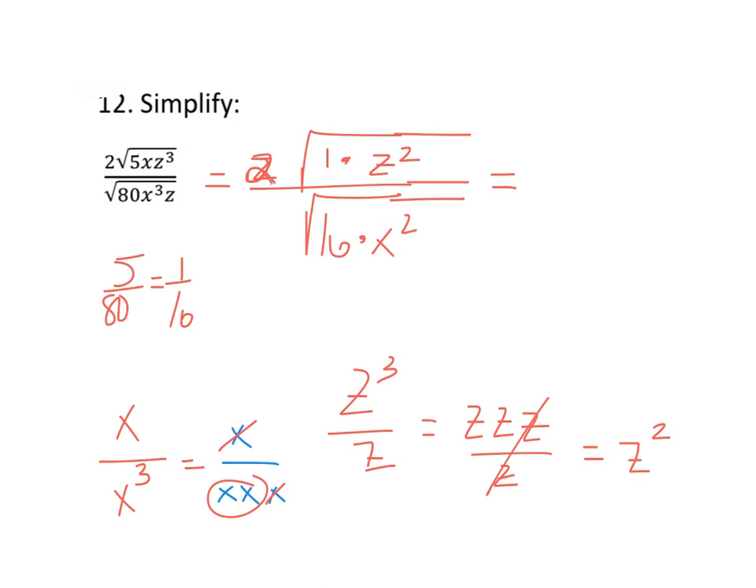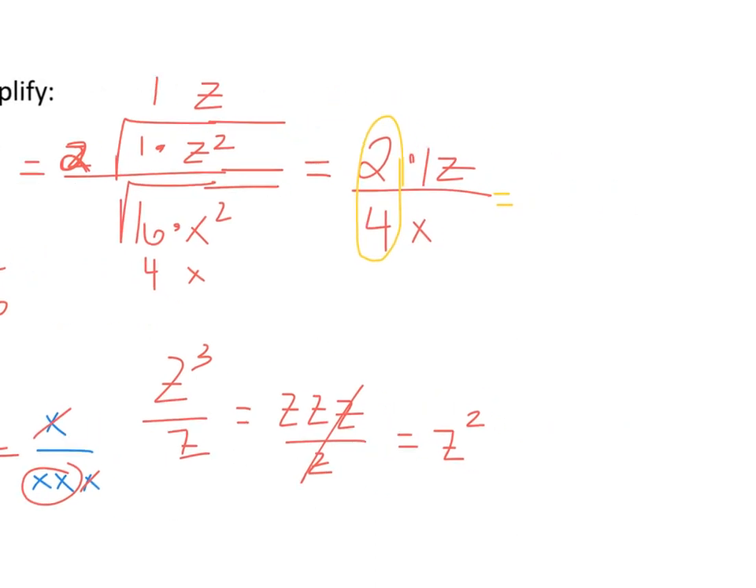Now we're going to simplify. So I have 2, the square root of 1 is 1, and the square root of z squared is z. So I get 2 times 1z. And the square root of 16 is 4, and the square root of x squared is x, so that comes out. And the last thing I can do right now is I can divide 2 and 4, and that results in 1/2. So my answer becomes z over 2x. I mean, you could put the 1 here, but you really don't need to do that. It's really just z over 2x.